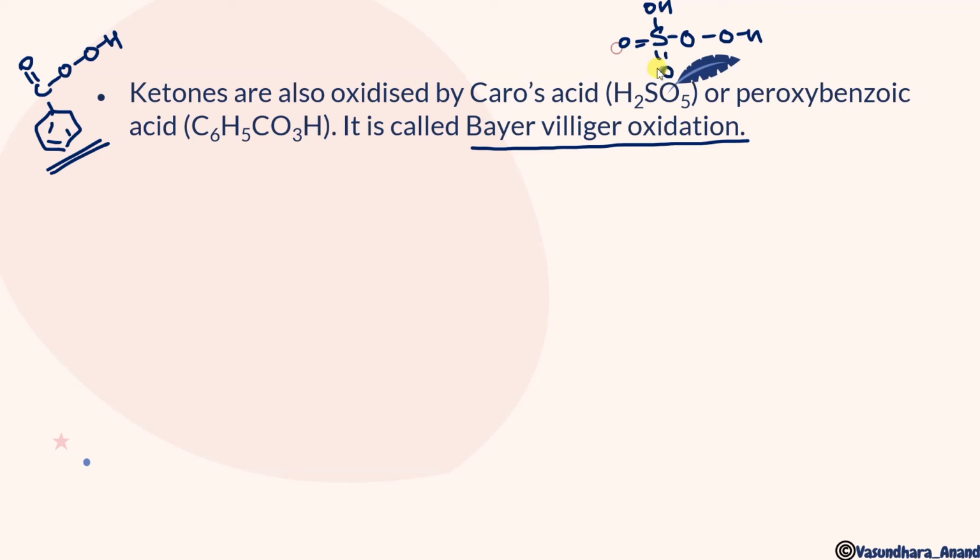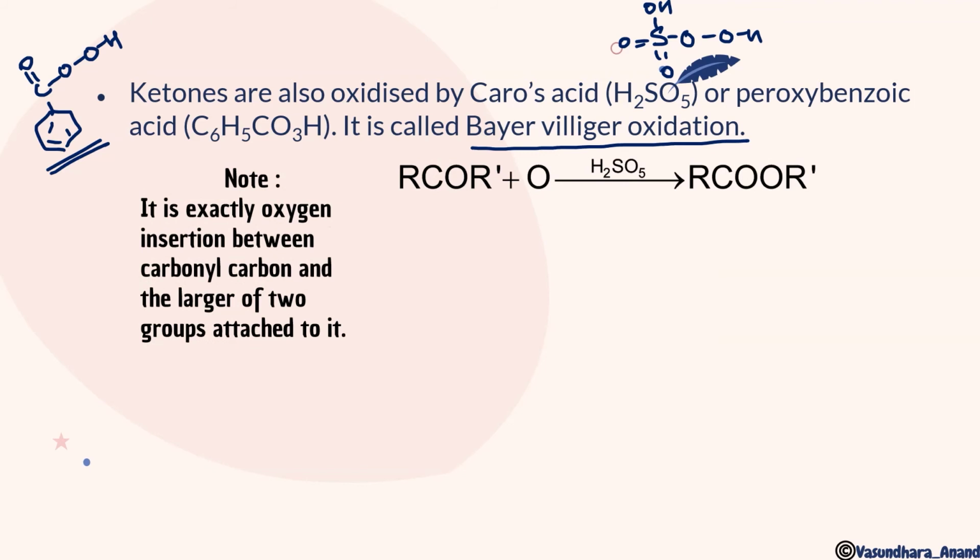Okay. So both are having a peroxy bond. Note, it is exactly oxygen insertion between the carbonyl carbon and the larger of the two groups attached to it. Whichever two groups are attached, we simply insert the oxygen in that. That's it. The extra oxygen of the peroxide becomes inserted into this group.